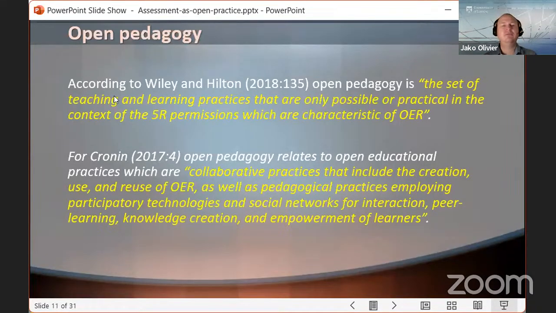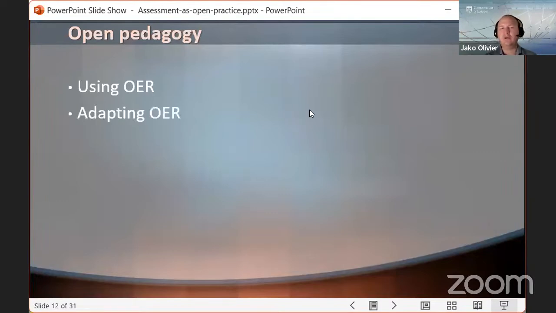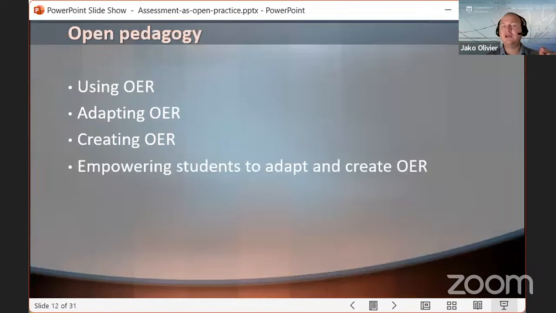I see there's quite a number of messages coming in. I'm going to take a look at it now. But in short, open pedagogy relates to using OERs, it also involves adapting OERs, and I'm almost getting to renewable assessments, and also relates to creating OERs, and this is on the side of the student. But we have to empower students to be able to adapt or create these open educational resources. And that starts by us as teachers knowing what OERs are and even creating them ourselves.